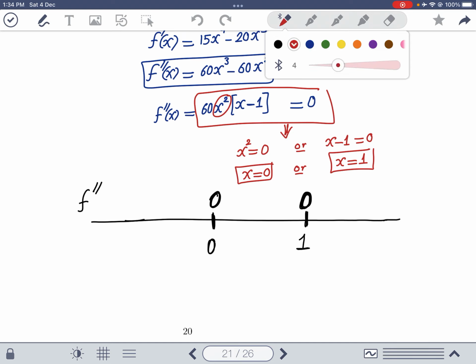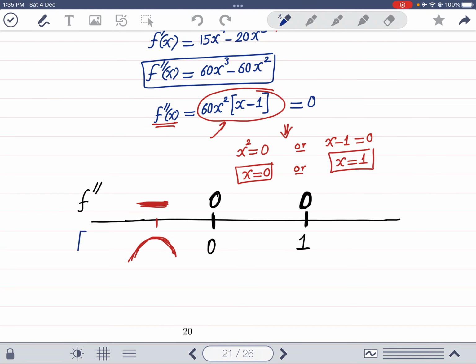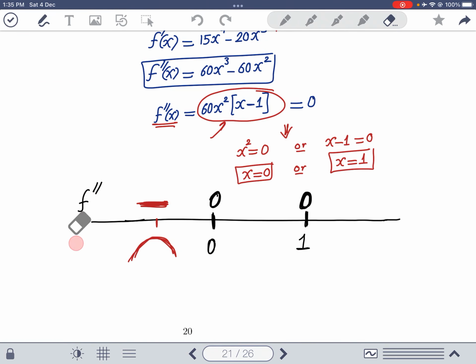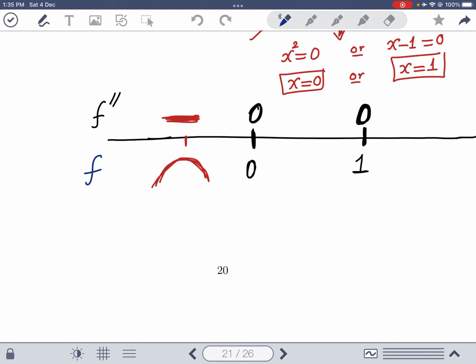And now take any number less than 0, negative 1 for example, and put it back in this formula. Put it in here, in f double prime. So if you have negative 1 and you put it in the formula, you'll get a negative answer. You try, it will be negative. Then this means that the function is concave down here. The behavior of f will be that it's concave down when the second derivative is negative. So here, you'll put that f is concave down on this interval.